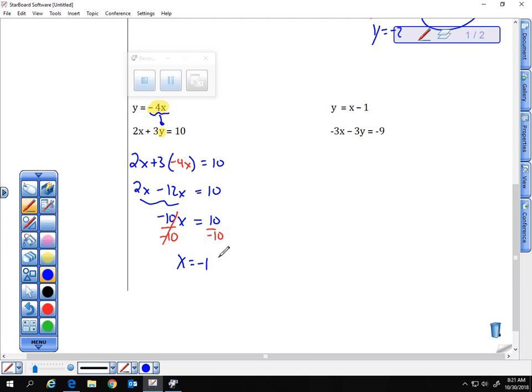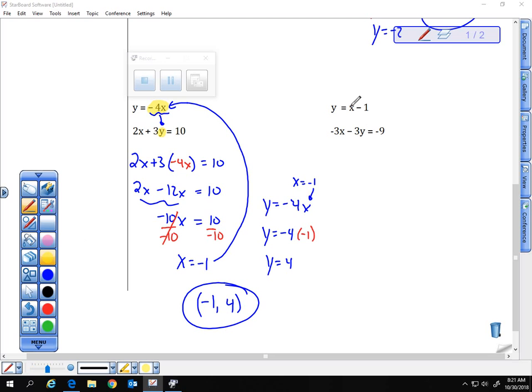Now that's the x value. We've got to figure out the y value. So what I'm going to do is take that negative 1 and put it in for the x. Looking at y equals negative 4x, and remembering x equals negative 1, I'm going to put negative 1 in there. So it'll be y equals negative 4 times negative 1. So y will equal 4. So negative 1, positive 4.